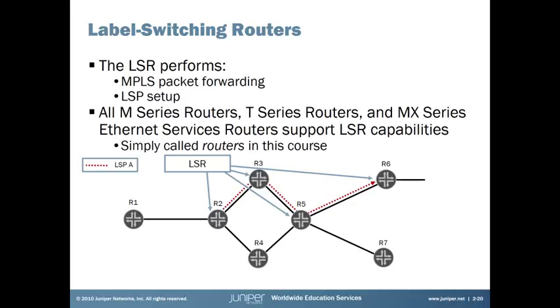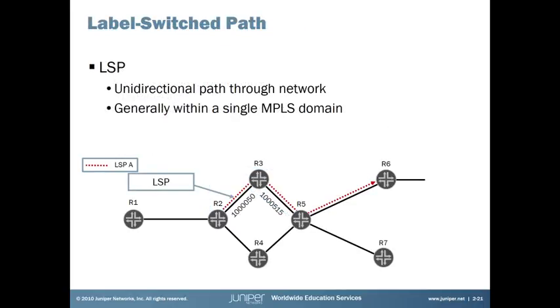Okay, so there we are. There's our label switch routers. LSP. An LSP is a label switch path. So here's an example of a path. This path starts at R2 and ends at R6 in this case. So there we are. That's the label switch path.